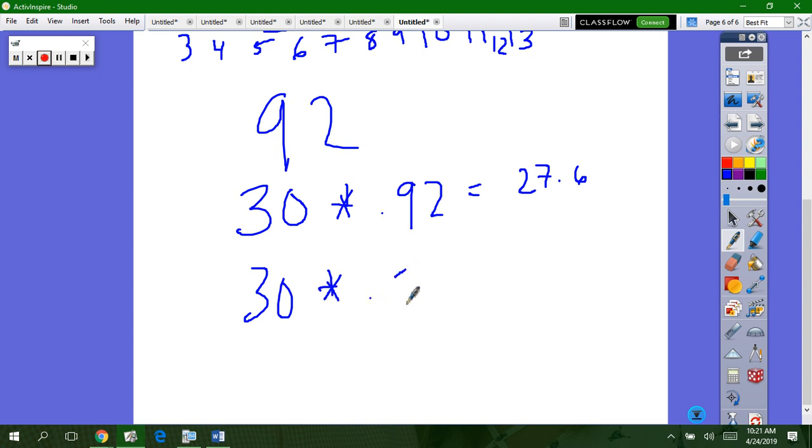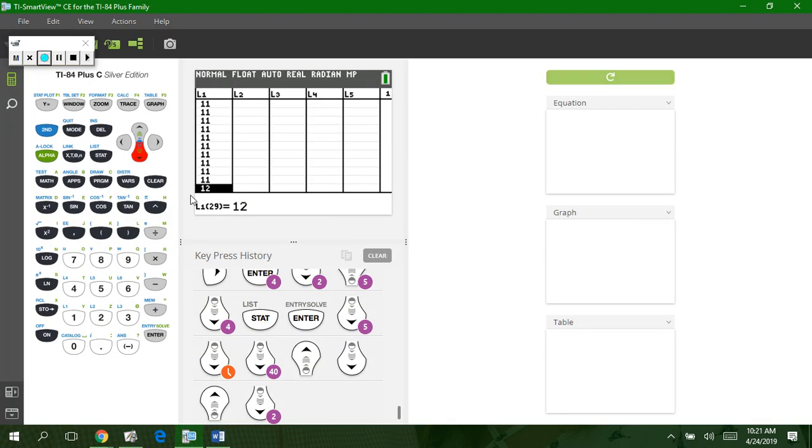The 20th percentile, so I'm going to multiply by 0.20, which gives the 6th number. So I go to my list, and I go up to number 6.